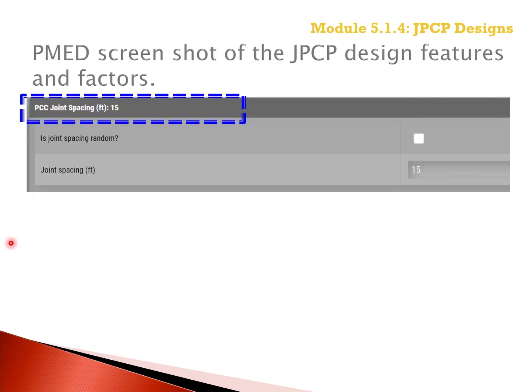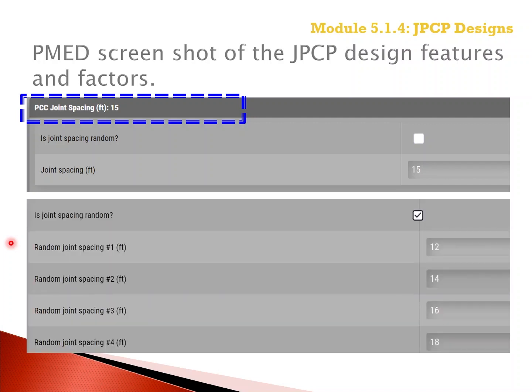Next is PCC joint spacing. This is the PCC random joint spacing, which is typically the default values. However, in the MEPDG manual of practice and even in industry to date, random joint spacings are not really built any longer, so a constant joint spacing is generally recommended.